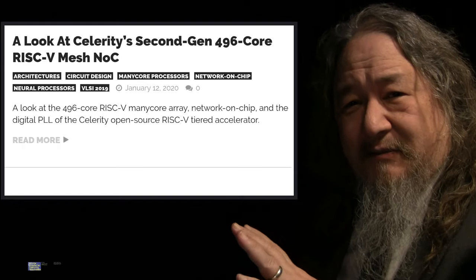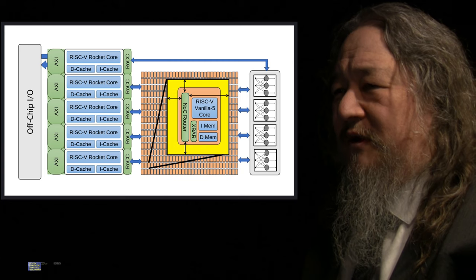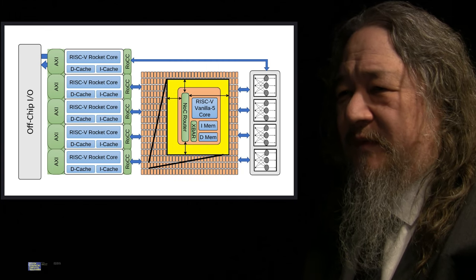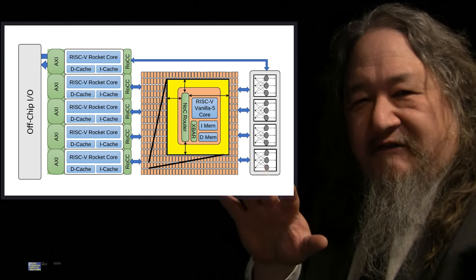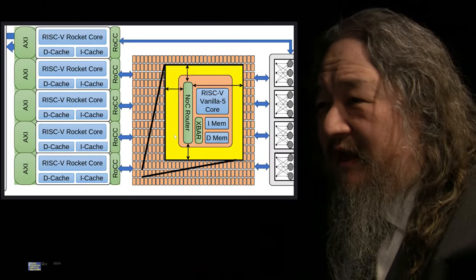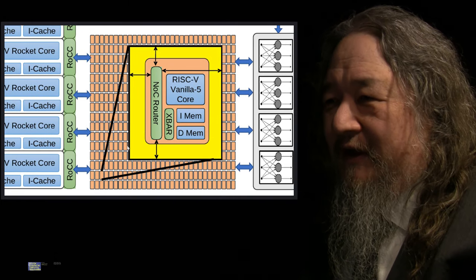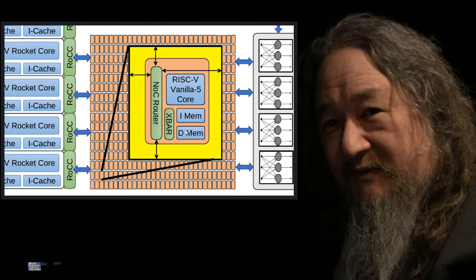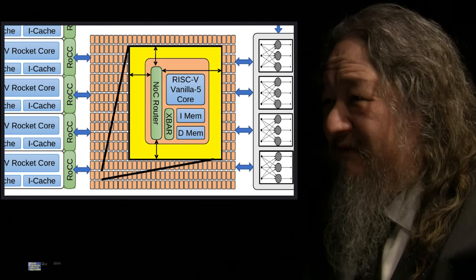This is an academic research project sponsored by DARPA under a bunch of different universities, but it's got these Rocket cores, these five big processing cores, and then hundreds and hundreds of little RISC-V vanilla cores, each of which has its own instruction memory and data memory. Those are a little bit tight, but it might be enough that you can actually do something fairly cool with.